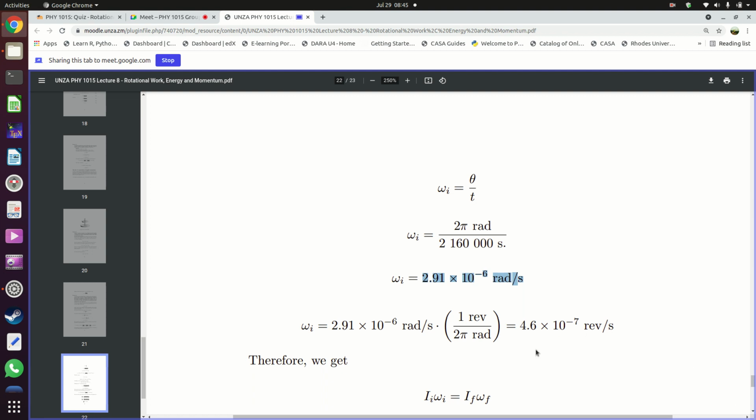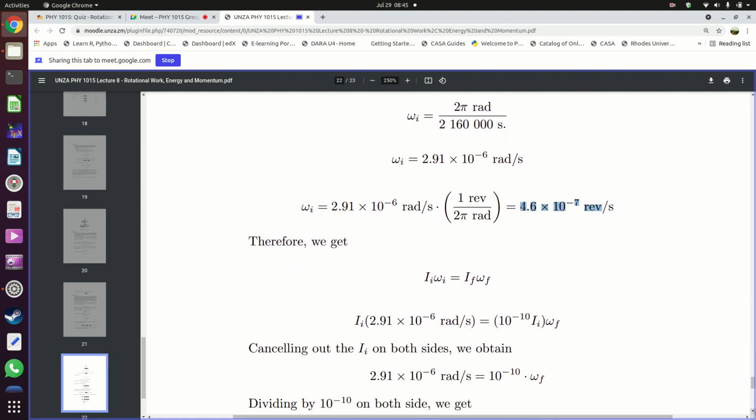If you want, you can change this angular velocity from radians per second to revolutions per second. So in this case, you're going to have 2.91 times 10 to the power minus 6 radians per second multiplied by 1 revolution divided by 2 pi radians. So you end up with 4.6 times 10 to the power minus 7 revolutions per second. So this is still very, very small. Per second, how many revolutions are happening?